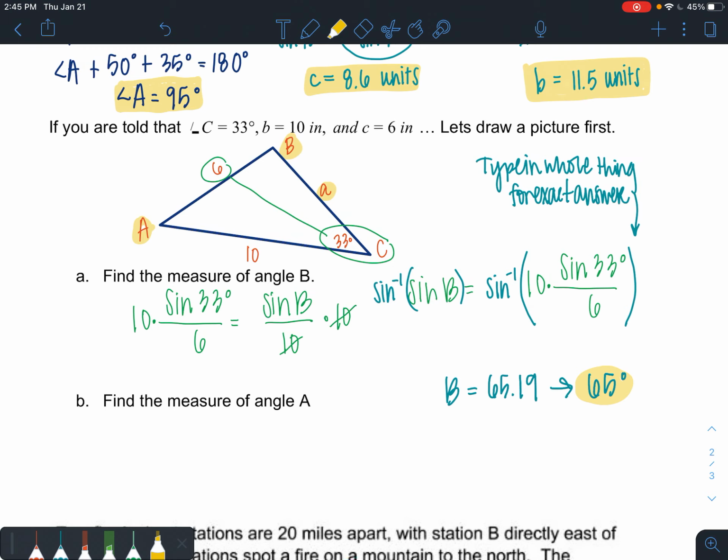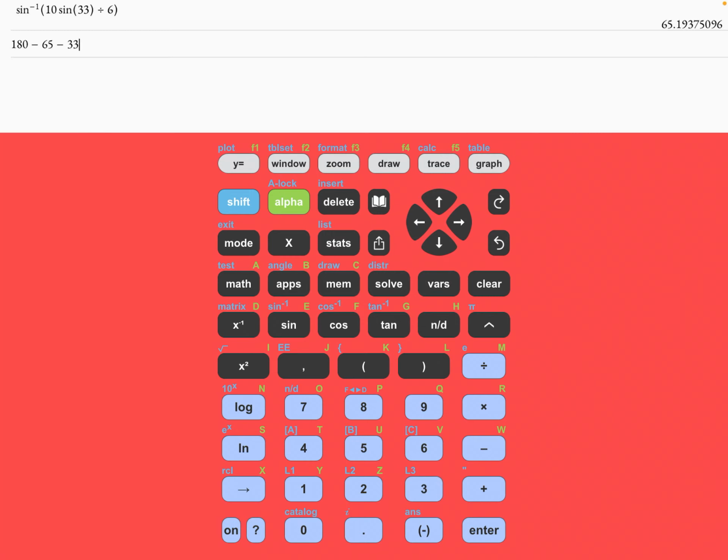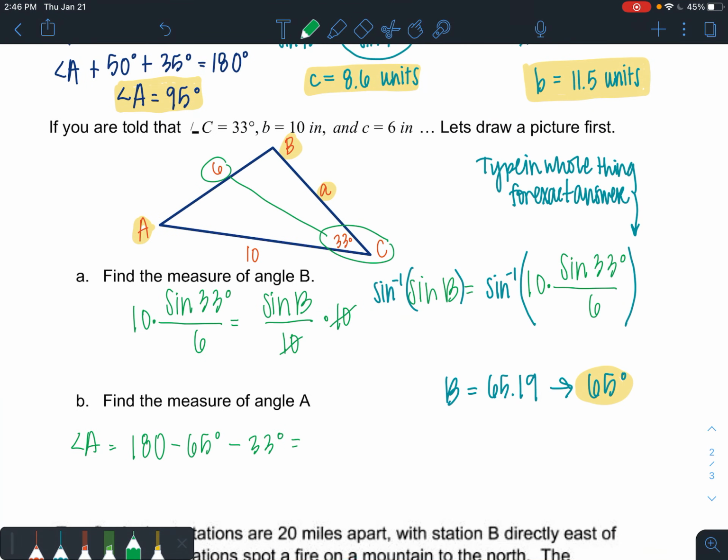Okay, so because we did that, we can easily find what angle A is. Then we just do 180 minus 65 minus my 33. That gives me 82 degrees for that angle. So that right there is angle A.